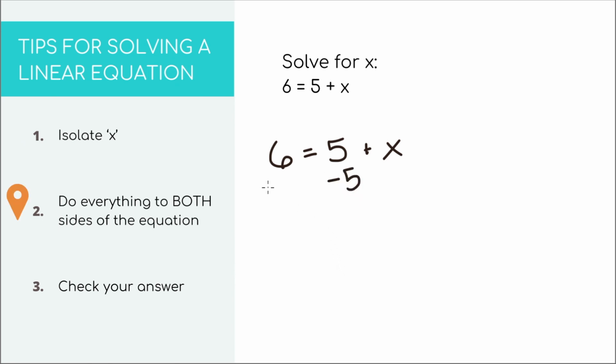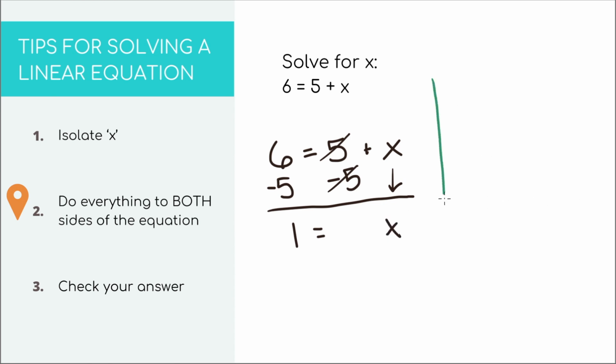And always remember, you have to do the same thing to both sides of the equation. So let's subtract 5 from the left side also. 6 minus 5 equals 1. 5 minus 5 equals 0, it cancels out. And let's bring down the x. So for our final answer, we get 1 equals x.